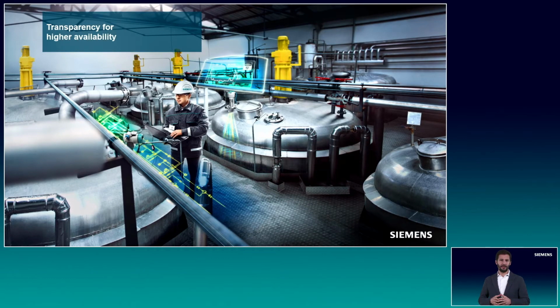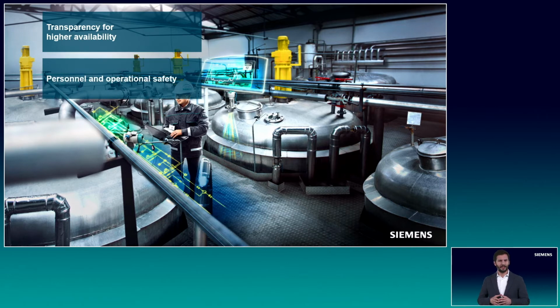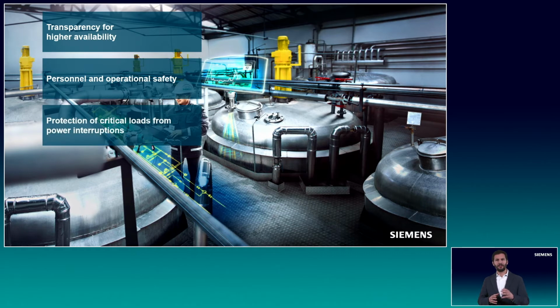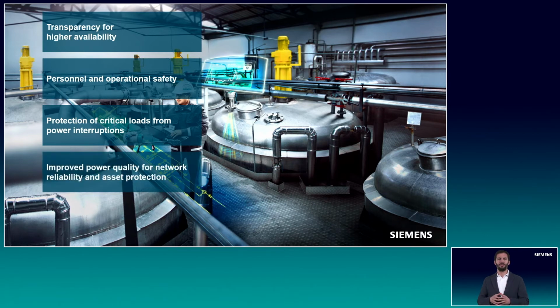Transparency for higher system availability, meaning fast information for the operator on fault type and location. Personal and operational safety. Here it is important to notice that power failures can affect the safety of personnel and material, leading to costly downtimes and injuries. Protection of critical loads from power interruptions. Well, that can be achieved through automated response to failures of critical processes with load shedding or self-healing schemas, for instance.